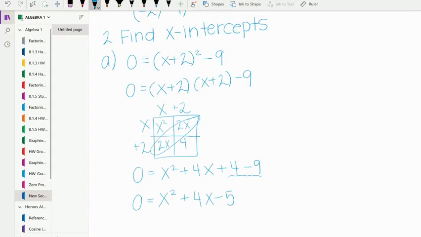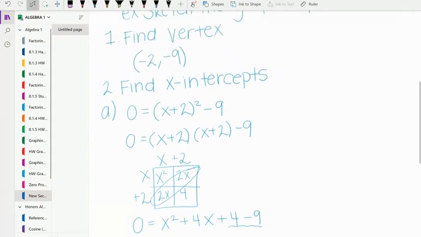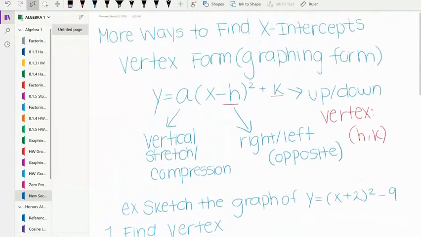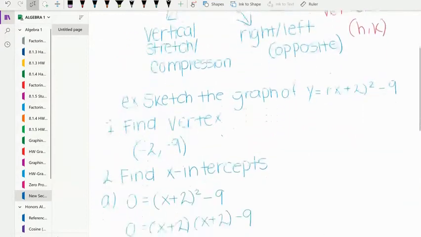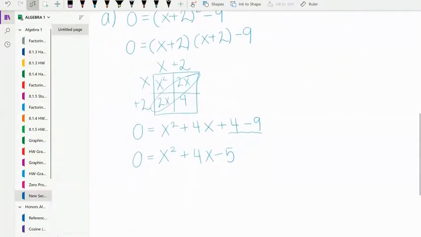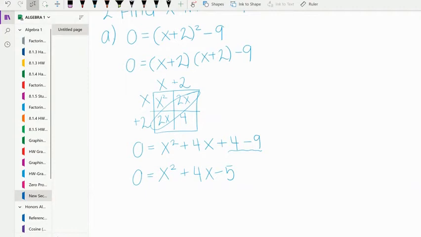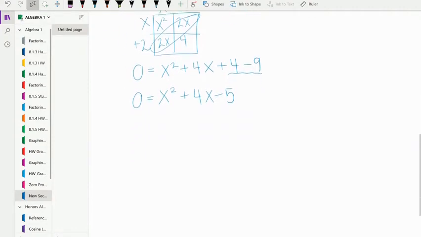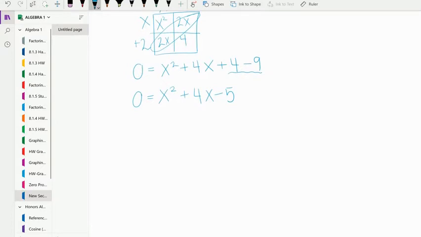All right, so we can see that this is the reason why this is called more ways to find x-intercepts, if we look at the title, because this is obviously a different way than yesterday because it's in vertex form. So we had to multiply it out, and now it's finally in standard form. So then now we can factor it. So going back to factoring, we know that in the first box, we put the first term. The last box is the last term.